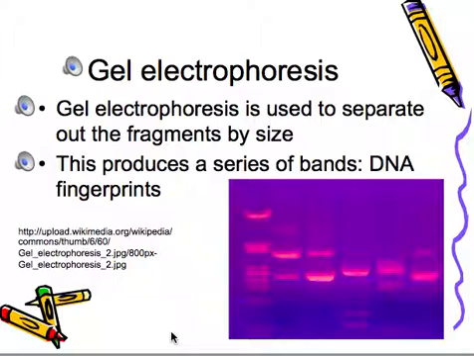This produces a series of DNA bands. So somebody that has the same DNA bands tells you a couple of things. It tells you that the DNA samples had the same amount of DNA, that they had the same fragment size, that's why they had the same bands, and that they're the same DNA molecule.